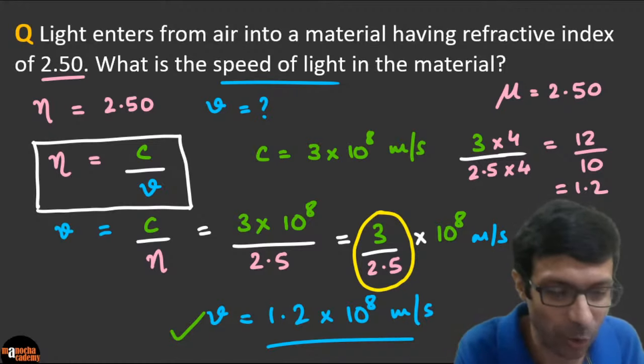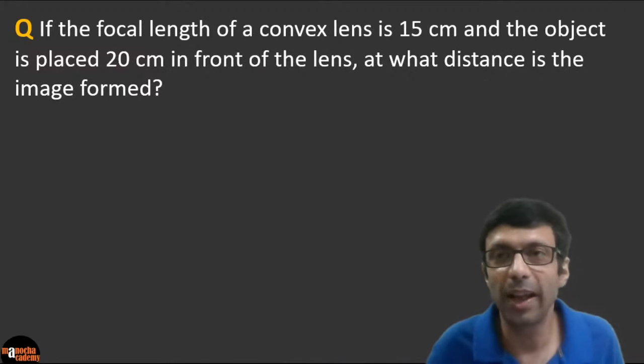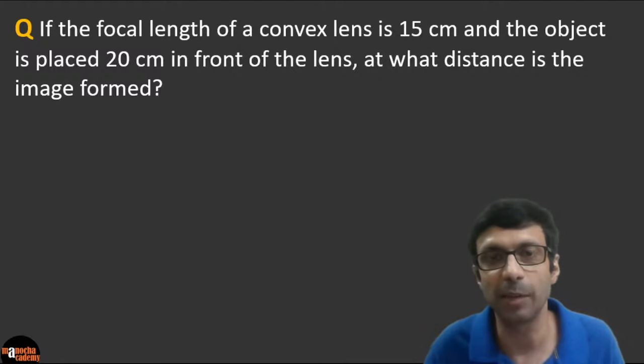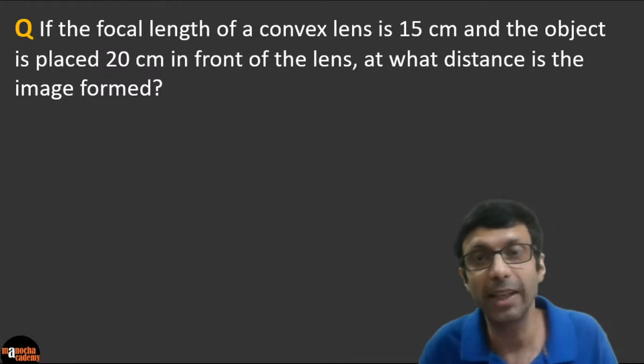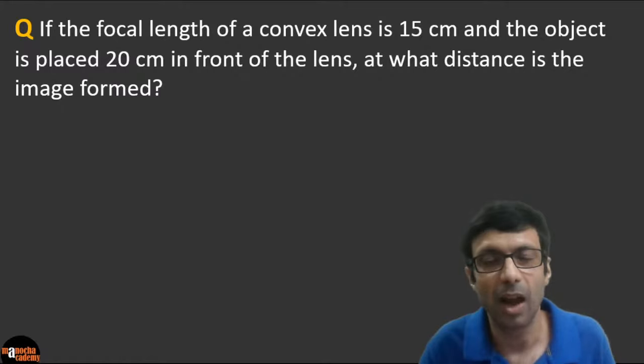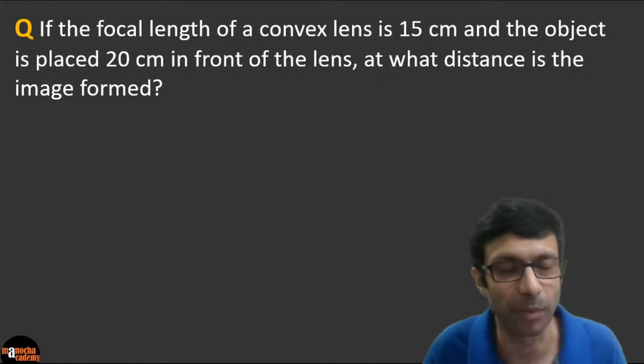Awesome, guys. Another question for you. If the focal length of a convex lens is 15 centimeter and the object is placed 20 centimeters in front of the lens, at what distance will the image be formed?